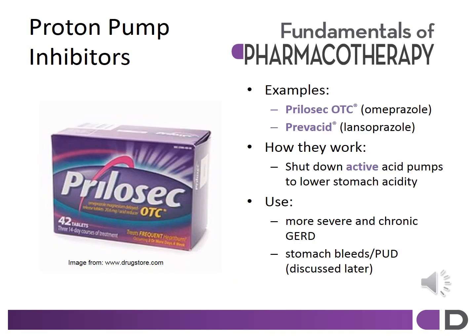The final option are the proton pump inhibitors, or the PPIs. These include Prilosec and Prevacid. Again, these options are available both over the counter or by a prescription. They work by completely shutting down the active acid pumps to reduce the amount of acid present in the stomach.